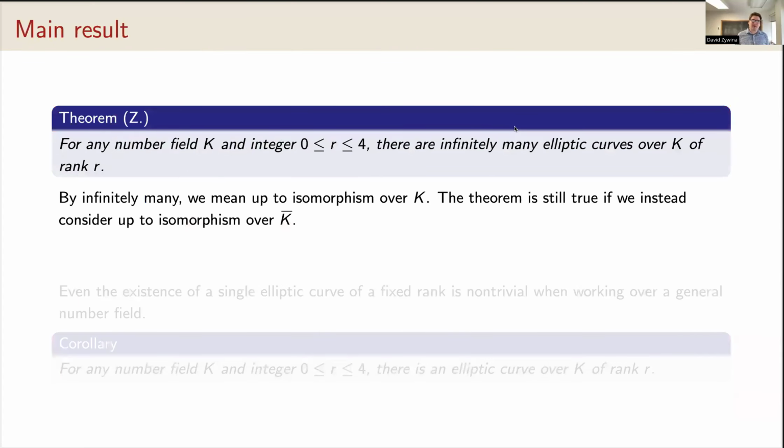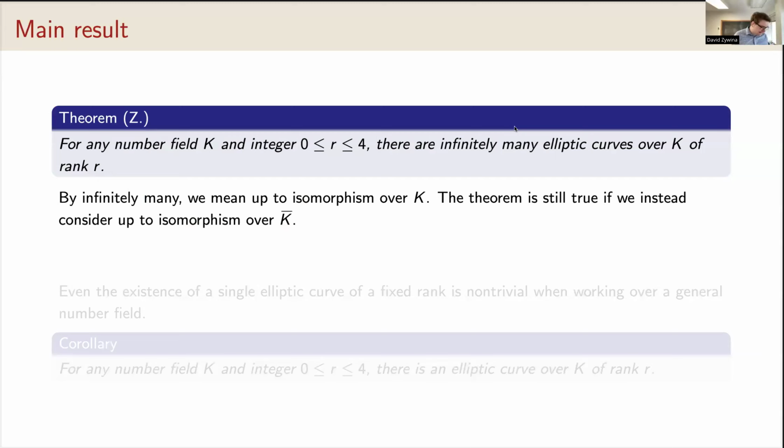And so here's what I want to talk about today, the following theorem. For any number field K and an integer R from 0 up to 4, there are infinitely many elliptic curves over K of rank exactly R. So you give me your favorite number field, you give me an integer between 0 and 4, I can produce infinitely many elliptic curves over that number field of that particular rank.